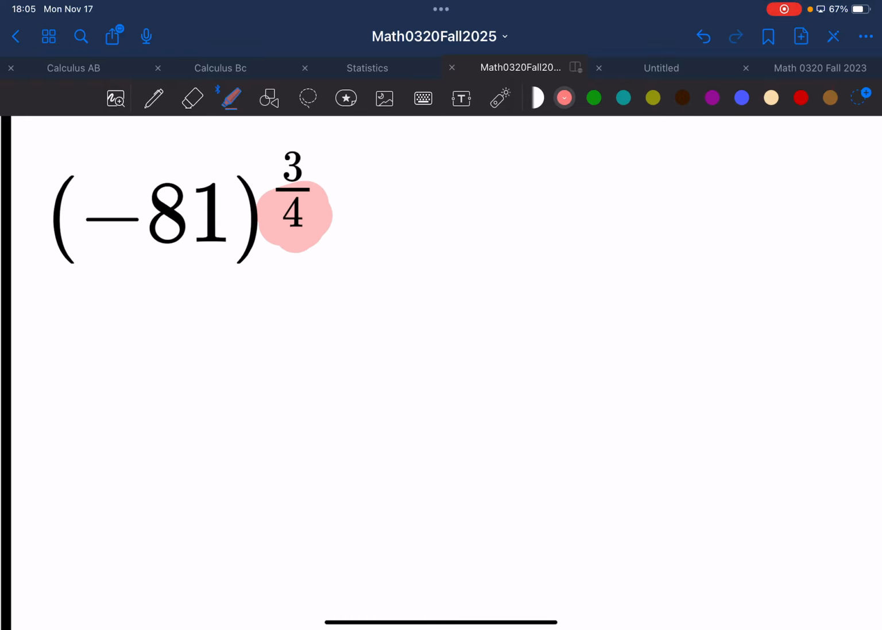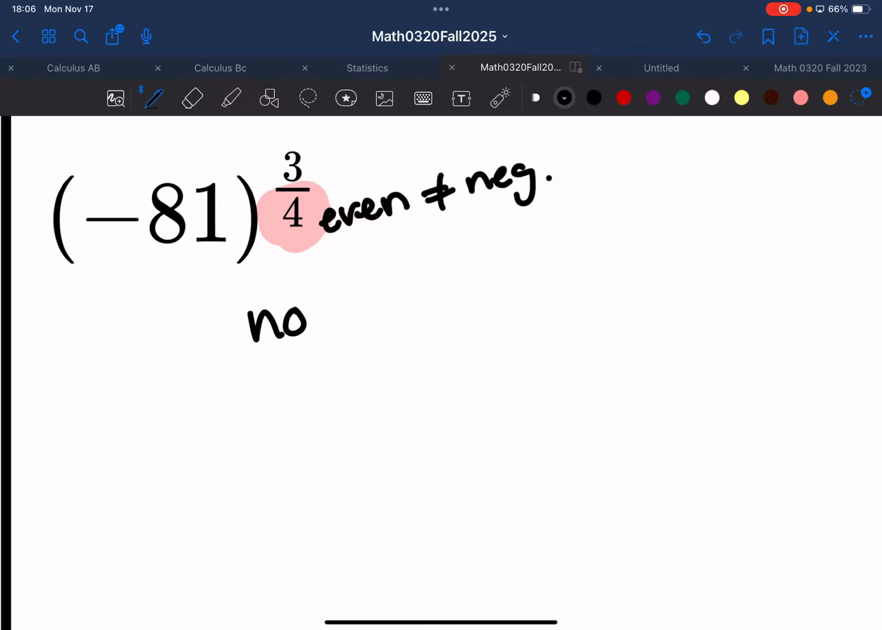The reason it's no solution is because this 4 represents our radical. So this is saying the 4th root. Since the 4 is even, we can't have a negative. So if it's even, we can't have negative. Because of that, it's no solution. Again, since 4 is even, we cannot carry that negative inside the radical with us. Okay, any questions so far?